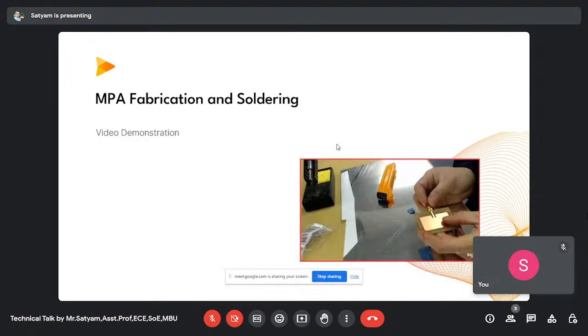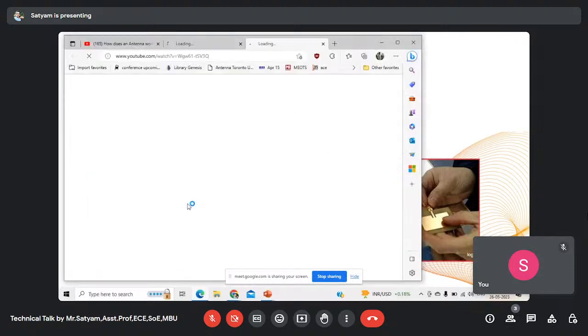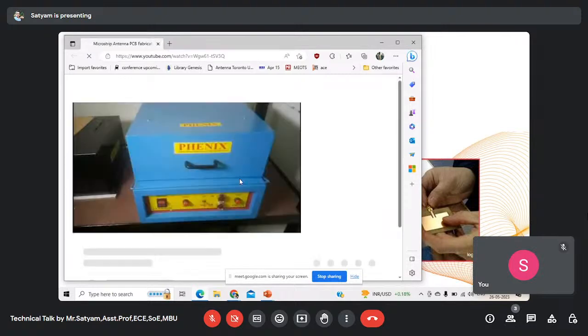So here are the two things we'll see for the fabrication. First, how we fabricate any microstrip patch antenna, and then at last how we will solder it so that the probe can be connected, right? So we'll see one by one. I think I have double clicked it, so no issue.